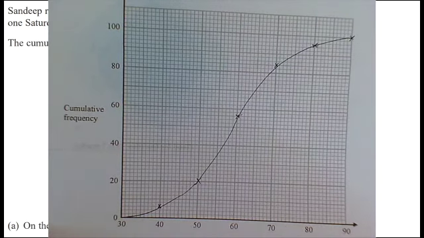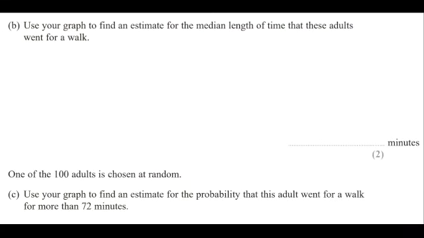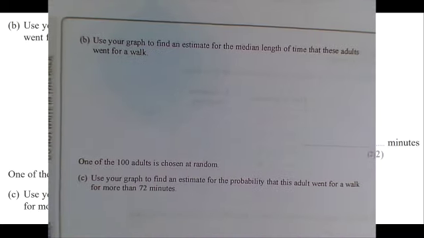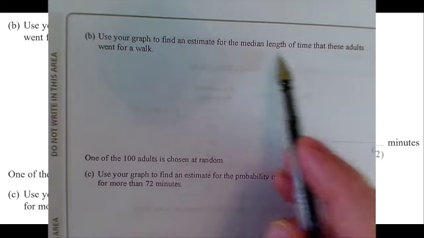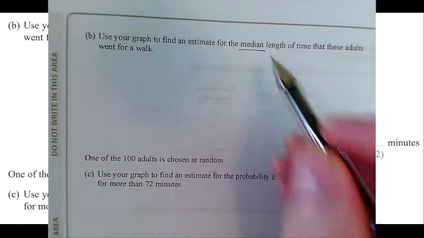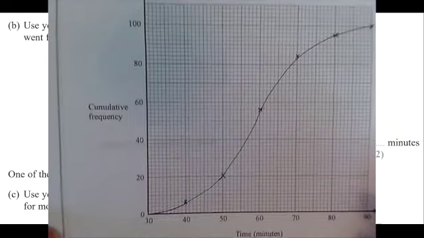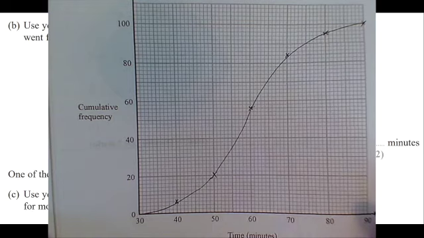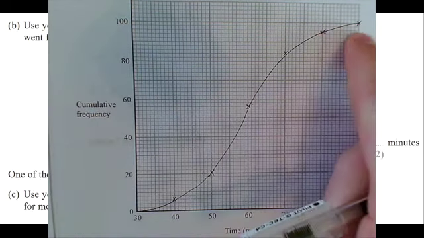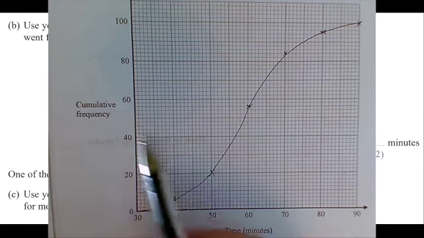So this is our 100 runners, and that's our cumulative frequency graph. Now it says use your graph to find an estimate for the median length of time that adults went for a walk. Well, there's 100 walkers, and the median will be the length of time that the 50th walker takes. So let's go to the 50th walker, on the cumulative frequency axis. The 50th walker will be there.